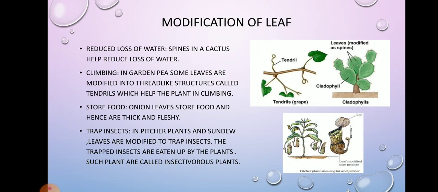Fine, I hope you have understood the functions of leaf, the modified functions of leaf, and even the types of venation and the types of leaves. The next part of the chapter, and the last part of it, that is the flower, we are going to talk about in our next part.